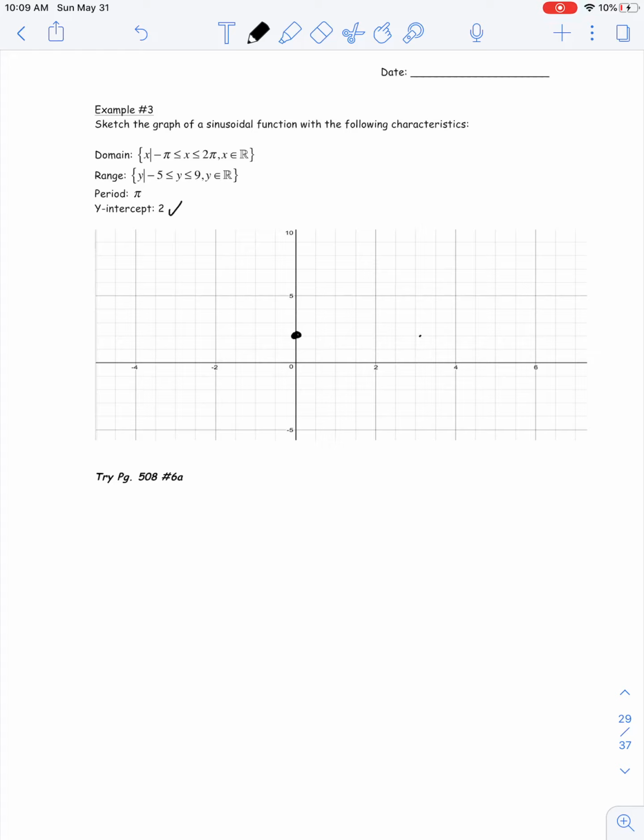So that shows that there's a repetition involved. So at 3.14, I have 2. And then at 6.28, which is 2 pi, so that's doubling that period, I'm going to have another value of 2.